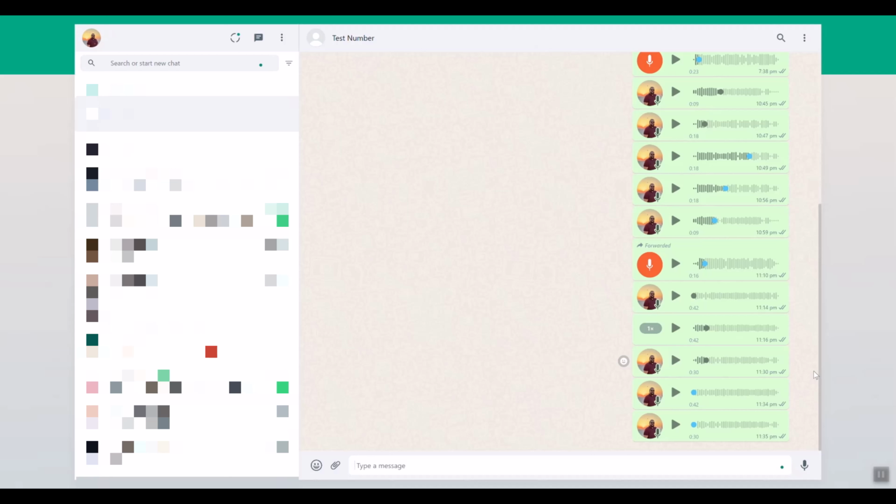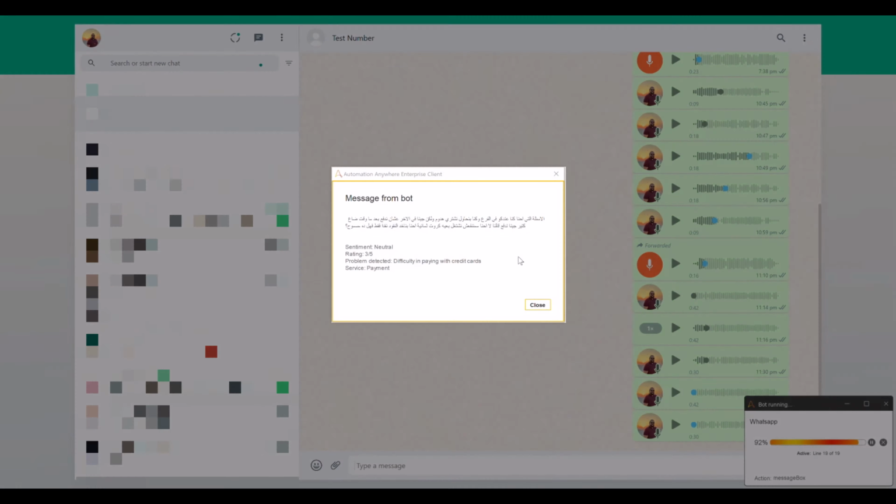What's happening inside the execution of the bot in Automation Anywhere? The bot downloads the voice note, converts it from OGG to WAV file in order to be acceptable by the OpenAI. Then all the actions have been taken out of the box with the integration with the GenAI. Now, as you can see, here's the output.